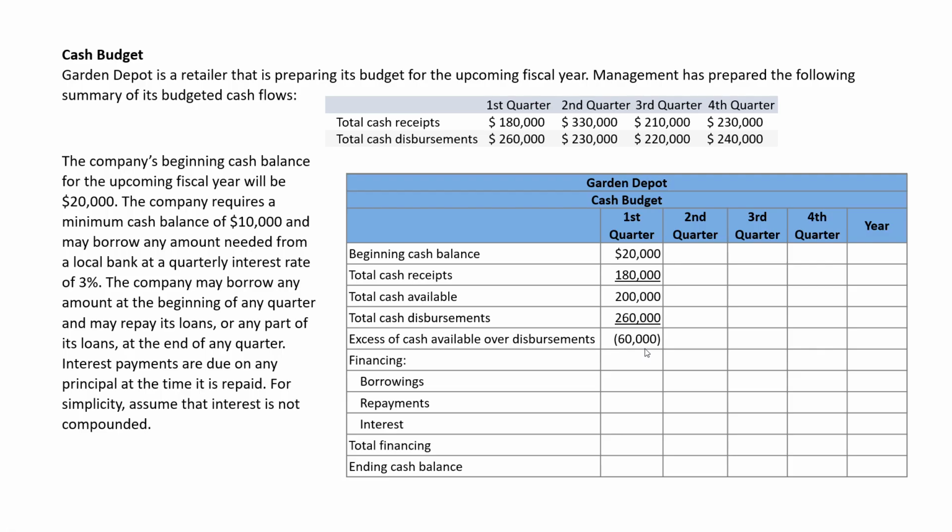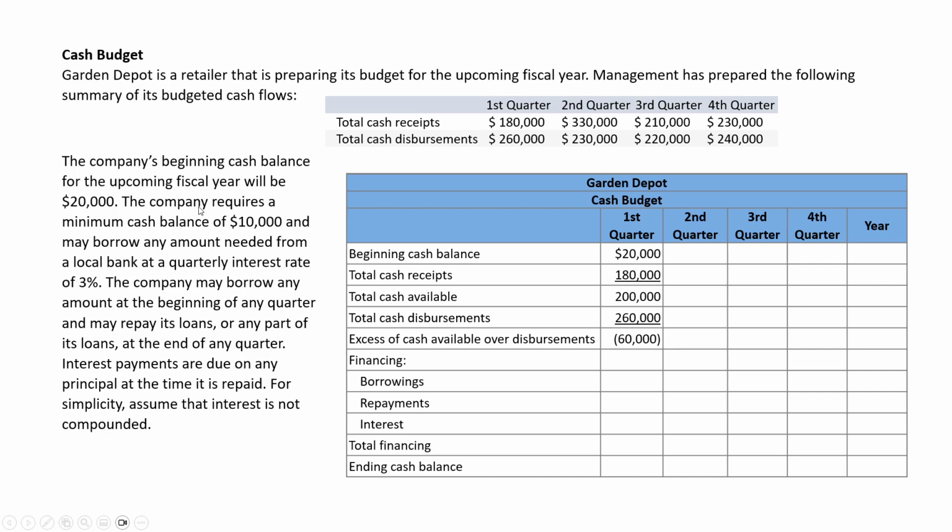Here's some good news though. I'm using this to predict for the future, so I know that I'm going to have a shortfall. Maybe this is a seasonal business that has to build a lot of inventory but hasn't yet generated those sales. So they've got a lot of spending here compared to the actual sales and cash receipts coming in. So I'm going to read through here.